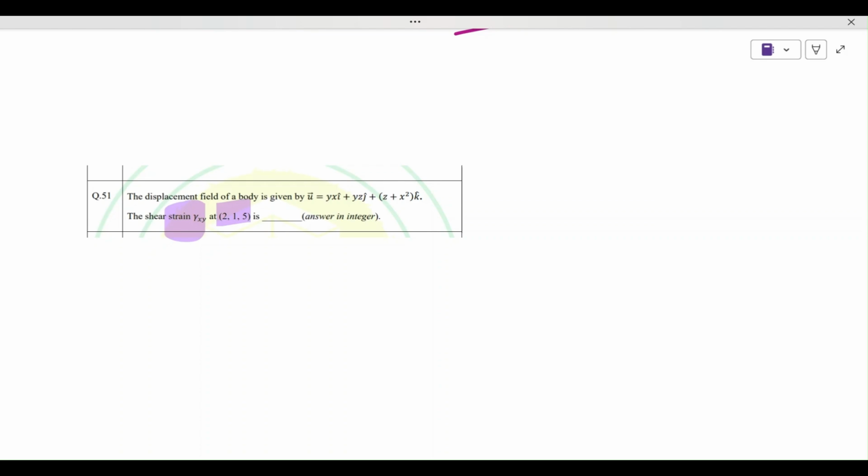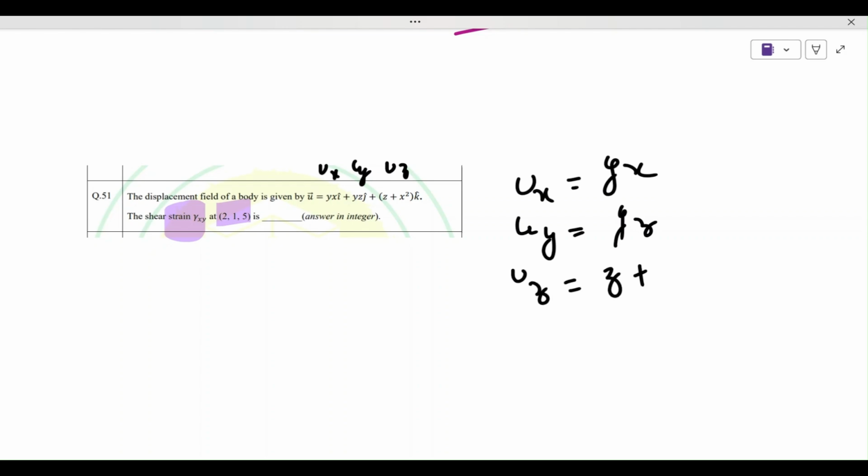See here, i cap, j cap and k cap. So let us represent the coefficient of i cap as ux, the coefficient of j cap as uy, and this one as uz. Let us write ux. Ux means the coefficient of i cap, that is yx, right? Uy is equal to yz, the coefficient of j. Uz is z plus x squared, the coefficient of k.